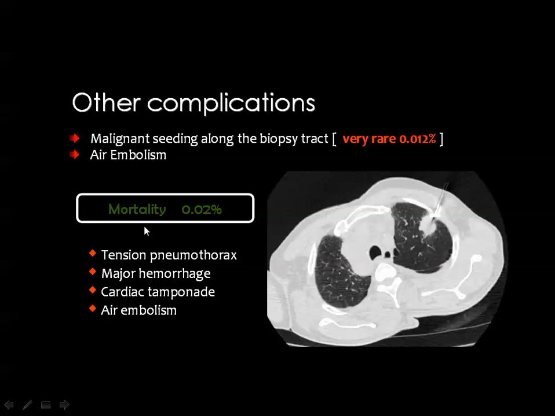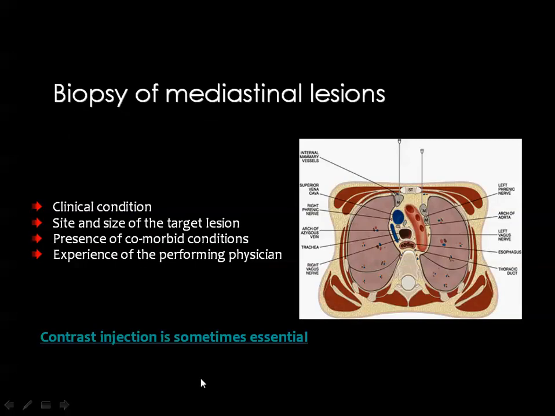Then the mortality rate as a complication of transthoracic needle-guided biopsy is about 0.02%, and the causes of mortality are tension pneumothorax, major hemorrhage, cardiac tamponade, and air embolism. Of course, the biopsy of mediastinal lesions is a little bit more difficult because of the intimate relation of the lesions to the major vascular structures in the mediastinum.